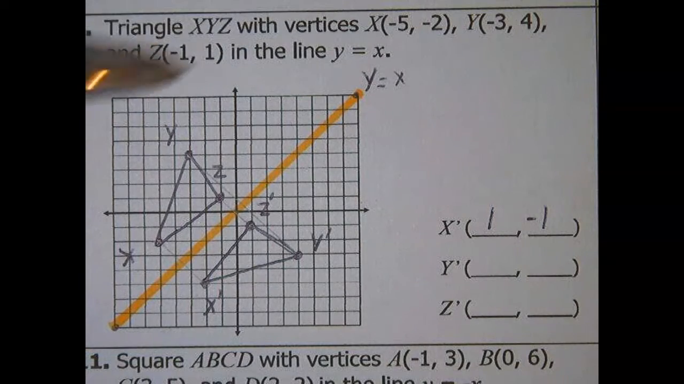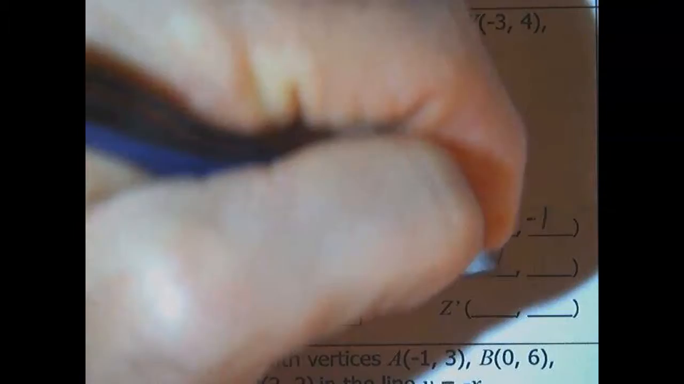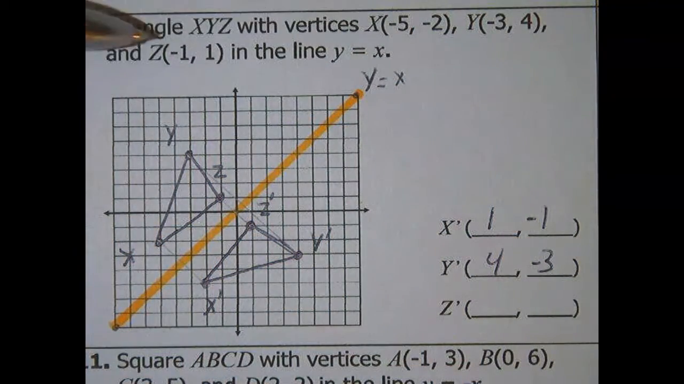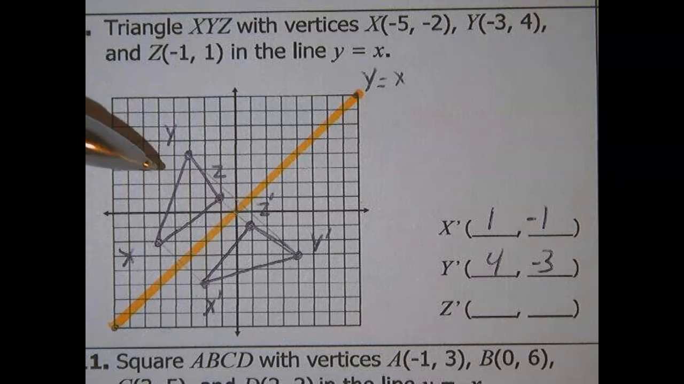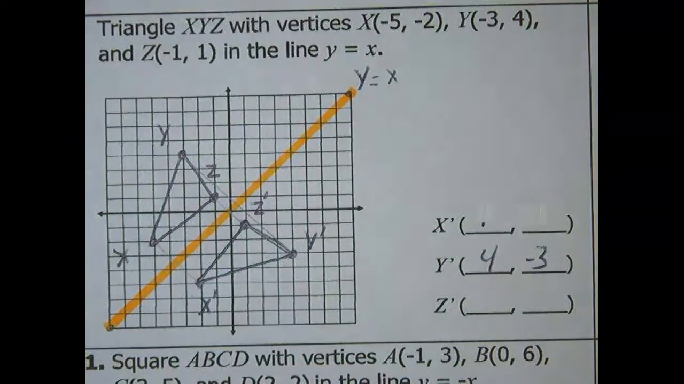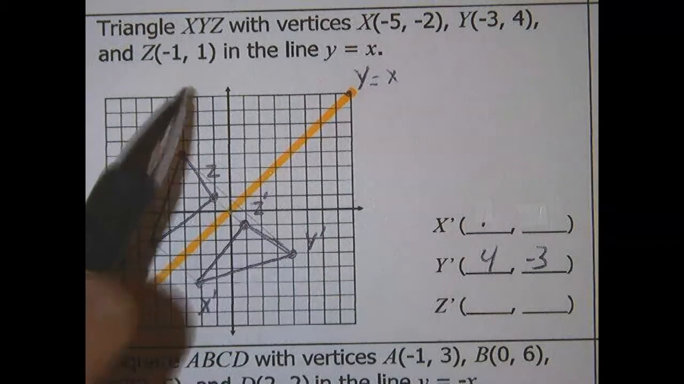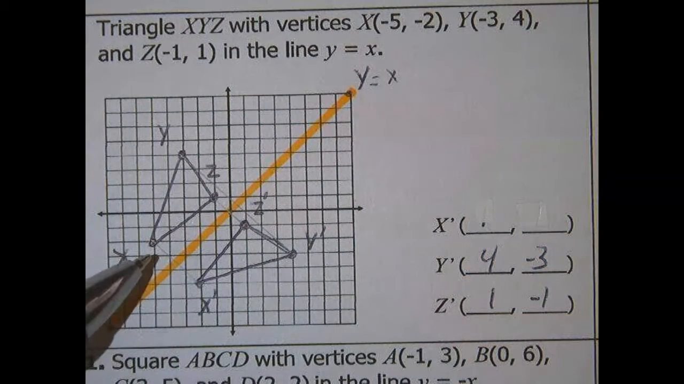We know that the y, which is negative 3, 4, went to 4, negative 3. And we know that x, oh, I think I did it wrong. I put my y and my z in the wrong place. So let me wipe that out and fix that. Sorry about that. That's the coordinates for z. Z is the 1, negative 1. X is over here, and for x, our negative 5, negative 2 went to negative 2, negative 5.